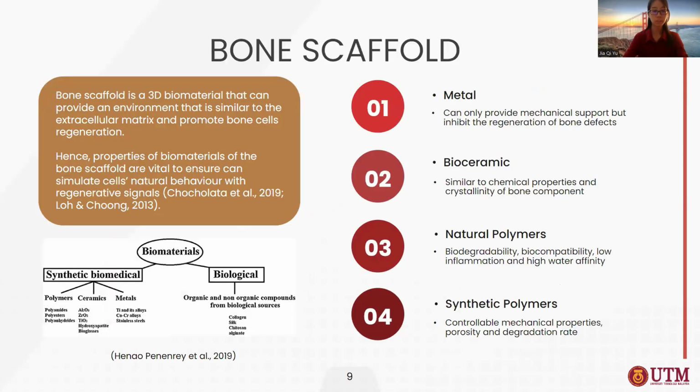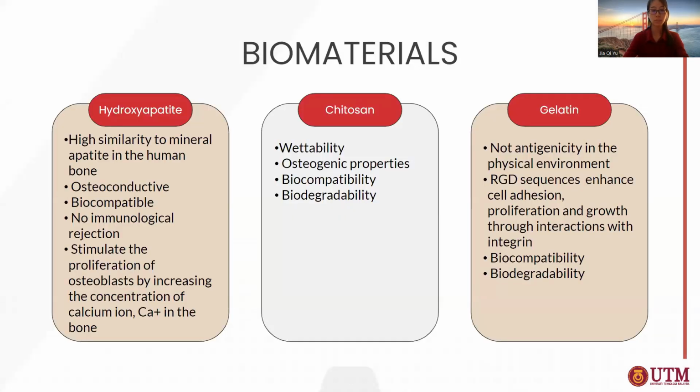Bone scaffold is a 3D biomaterial that can provide an environment similar to the extracellular matrix and promote bone cell regeneration. Hence, the properties of the scaffold biomaterials are vital to simulate cells' natural behavior with regenerative signals. Metal, bioceramic, natural, and synthetic polymers are the types of material usually used in the fabrication of scaffolds. In my study, the biomaterials that I will use are hydroxyapatite, tryptophan, and gelatin.